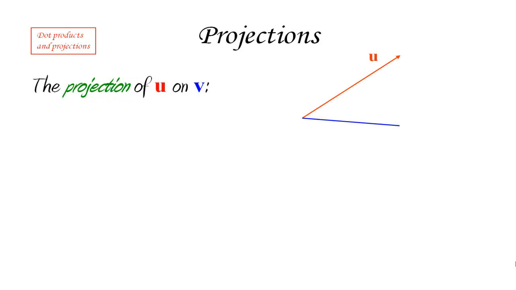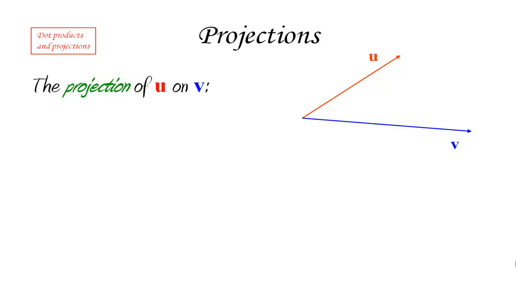Now let's have a look at what projections are. All right, so let's see. The projection of a vector u on another vector v. Well, you're familiar with projectors and with movies and so on, right? So that's what we're going to be using. So let's say we have a vector u and a vector v. What we want to do is project u on v.